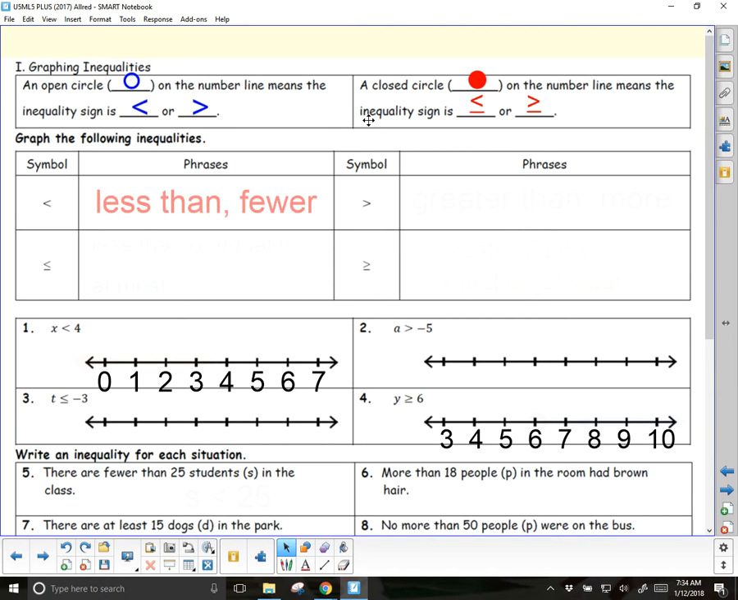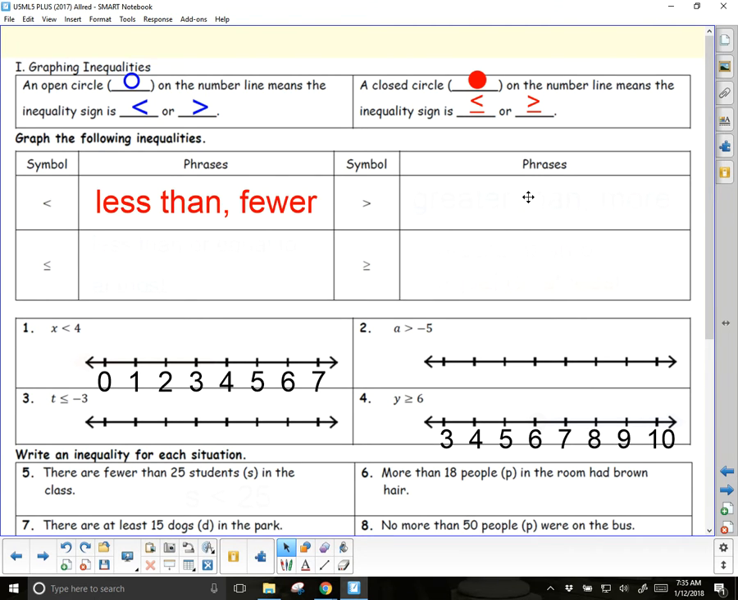And of course, there's going to be some word problems. So there's going to be a few phrases that we're going to need to understand and use for when we're graphing inequalities on a number line. If you see words less than or fewer, those words probably mean the less than symbol. And of course, there might be other words or phrases that we might use. This is not an exhaustive list by any means, but it's a good start.